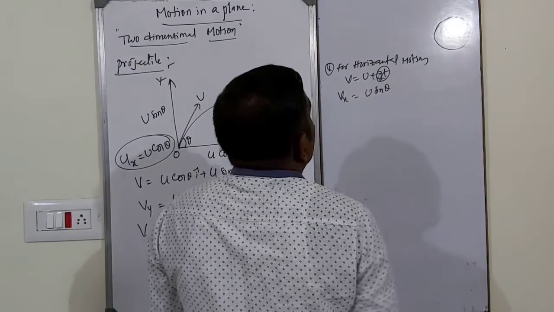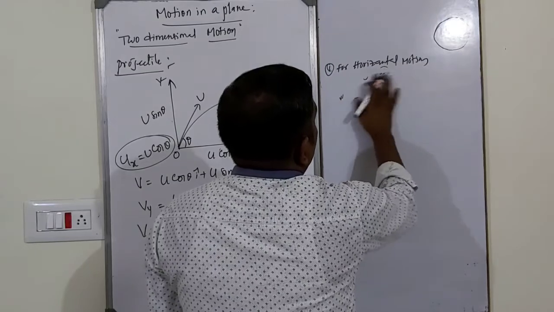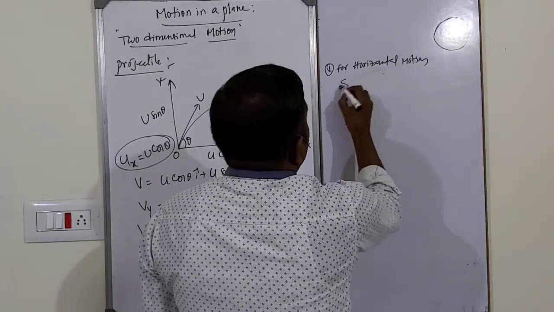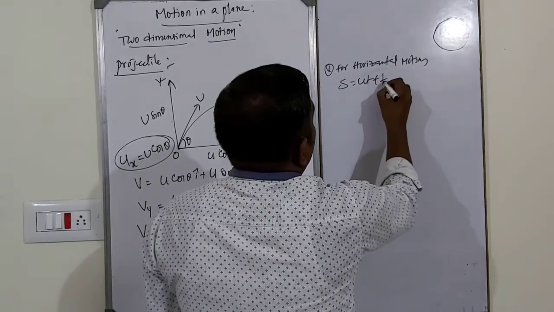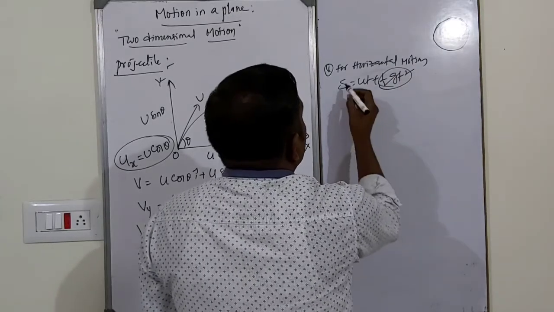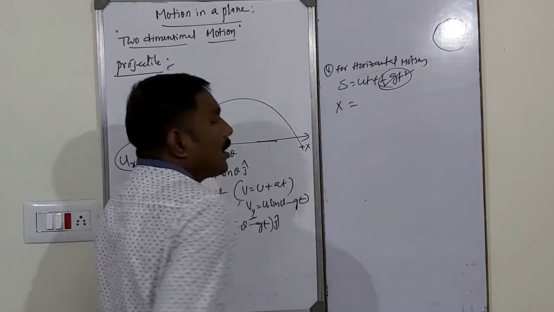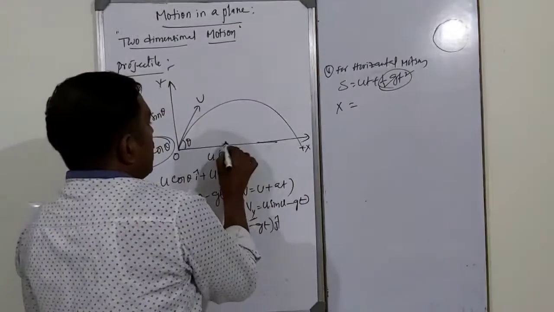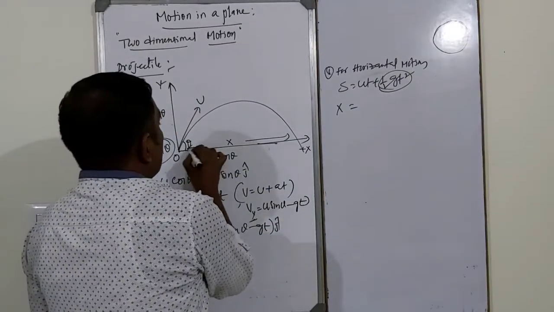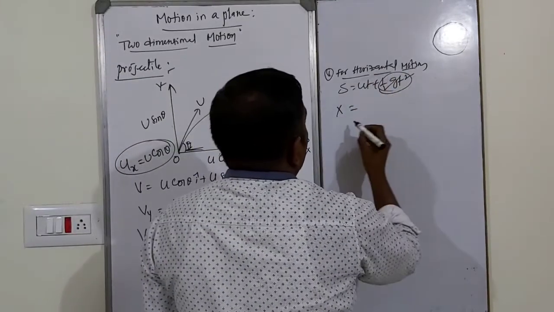So that is ut plus half at square, students, for horizontal direction, sorry. So s is equal to what? ut plus half gt square. So like this, there is no gravity. So that is x, the horizontal component. This is the x, the horizontal displacement. So I will take only the horizontal direction.